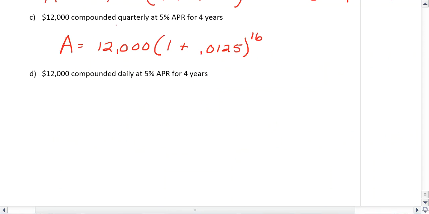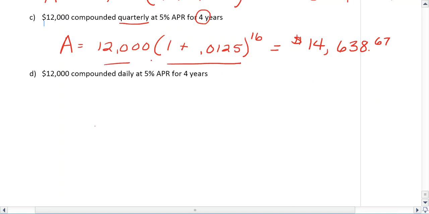All right, so if you did this quarterly compounding correctly, we needed to take this 0.05 and divide by 4 to get 0.0125, and take your 4 years times 4 because we're compounding 16 times, and let's see how much money we'll have with this example. And I got $14,638.67, always rounding to the nearest penny. And remember, you are doing this amount raised to the exponent first, and then do this multiplying second. Remember your PEMDAS. All right, hit pause, set up part D, and we'll finish up this video.